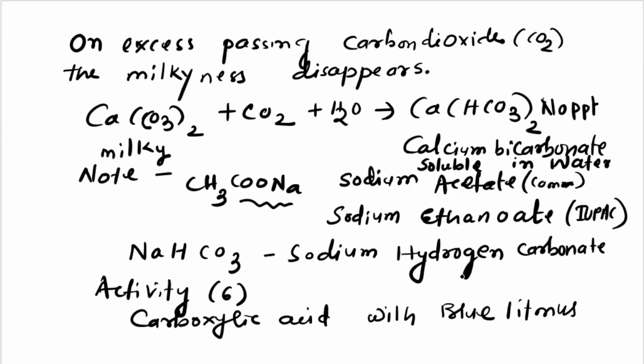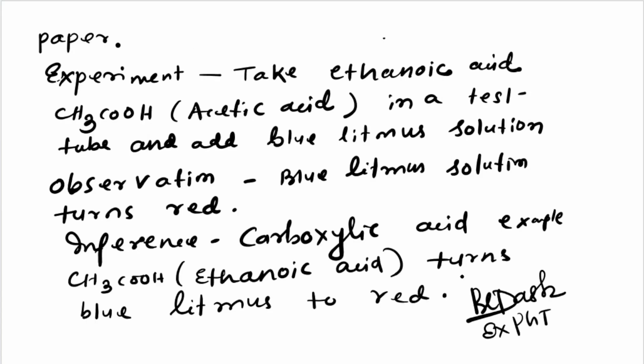Carboxylic acid with blue litmus paper. There are two types of litmus paper, one is blue litmus, another is red litmus. Since it is an acid, we know that, so we will take blue litmus directly. If unknown, then you can take both blue and red litmus. It is an acid, so with red litmus no change takes place, and with blue litmus you can see it becomes red. That we will see in the experiment.